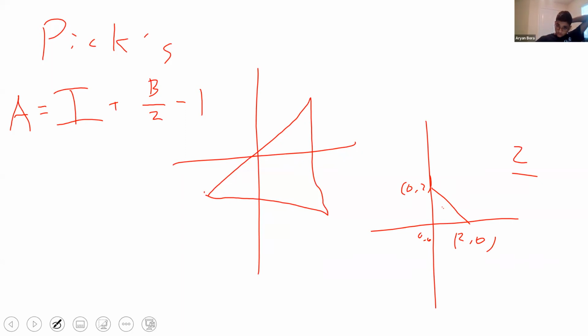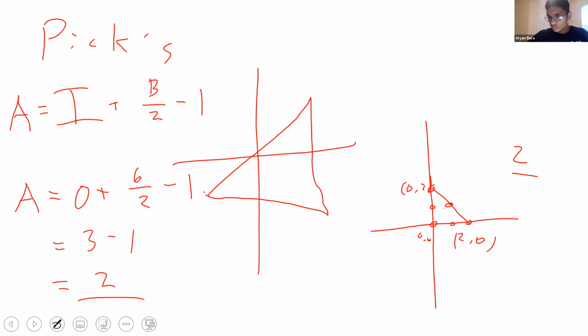So how many points are on the border? There is 1, 2, 3, 4, 5. This would obviously be a lot easier with a coordinate plane. But there'll be one more. Oh, oops, sorry, this is supposed to be there. So there are 6 points on the border. There are no lattice points inside. So 6 over 2 is 3, minus 1, which is just 2. Then what I would consider a better way to find areas is the Shoelace formula.